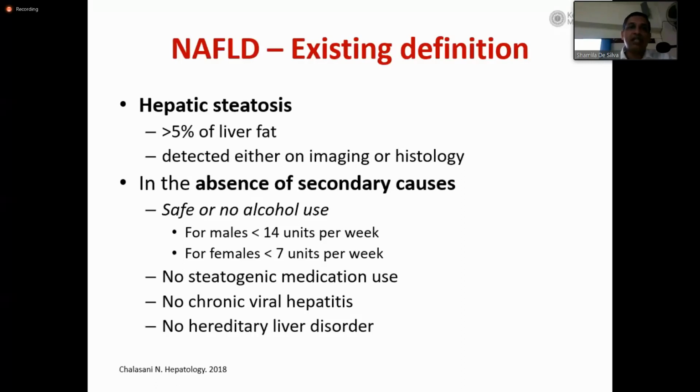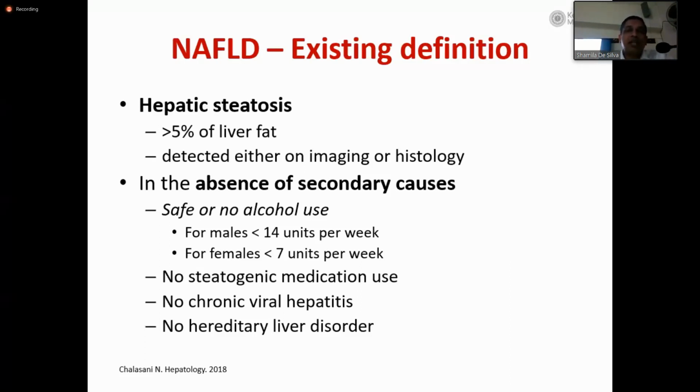The existing definition of non-alcoholic fatty liver is based on the presence of excess liver fat, more than 5%, detected most commonly on imaging, usually in ultrasound and very rarely on histology, in the absence of any secondary cause. And this definition is very heavy on excluding the secondary cause. The major one that is highlighted here is the absence of unsafe alcohol intake. So the patient should not be taking unsafe alcohol. In other words, should be taking safe or no alcohol.